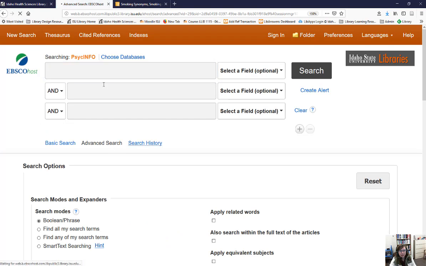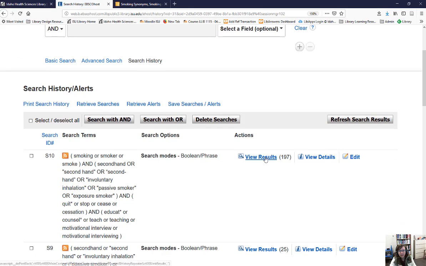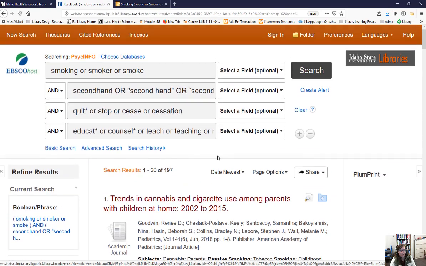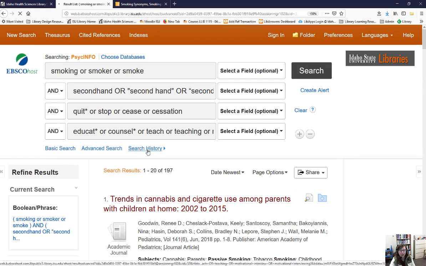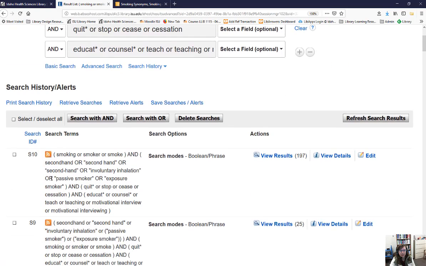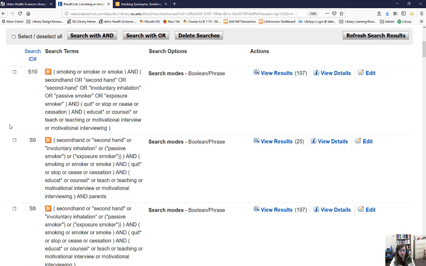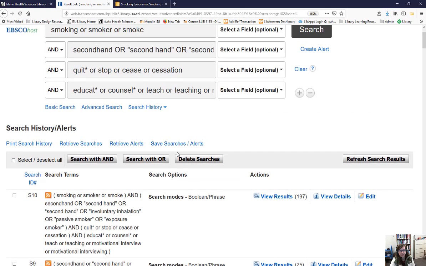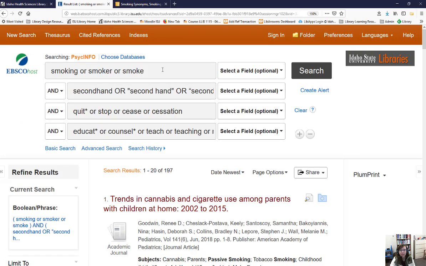One of the things that I am unhappy with, let me go back and add my 197 back in here from the search history. Anytime you want to go to the search history, you can see the searches you've already run, and then you can click on one to go back to those results. And if you want to collapse the search history, you can just click that again.